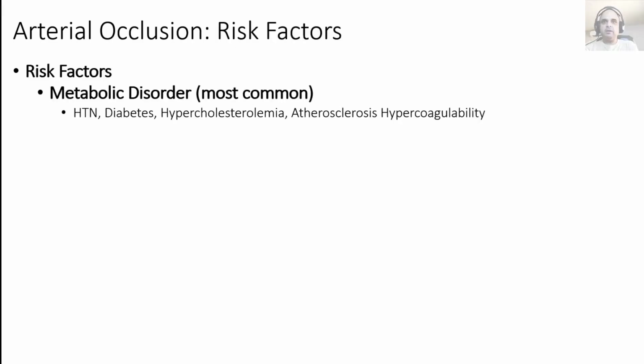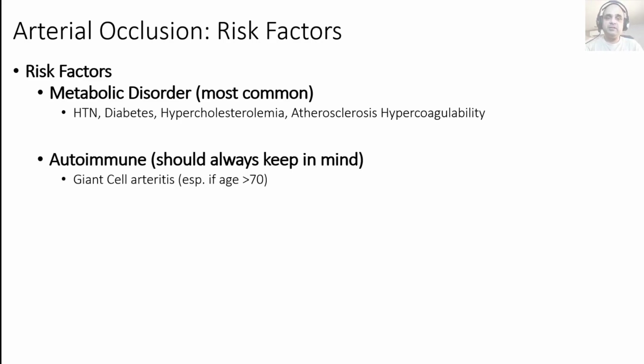Let's talk about the risk factors for arterial occlusion, and at the top of the list are metabolic disorders: hypertension, diabetes, hypercholesterolemia, hypercoagulability, and atherosclerosis. These are the most common set of disorders that are responsible for an arterial occlusion. Autoimmune in the form of giant cell arteritis is something that should always be kept in mind. You don't see a lot of cases of giant cell arteritis, or at least diagnosed cases, probably because our population life expectancy is very close to the age where you actually start seeing this disease. So this is probably one of the reasons.